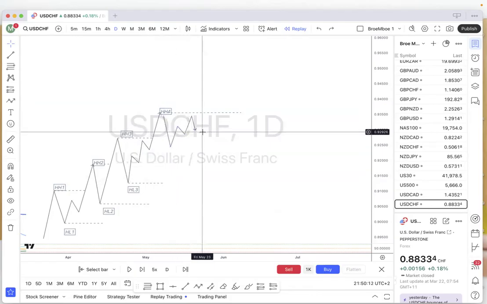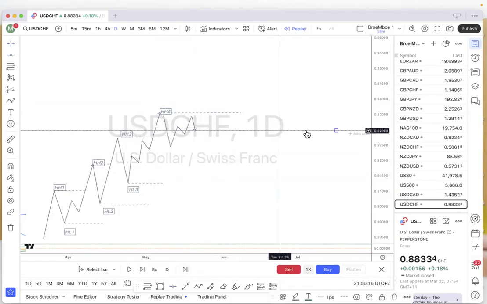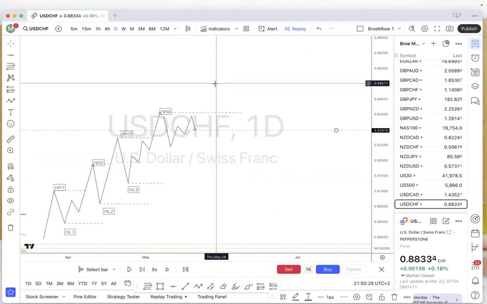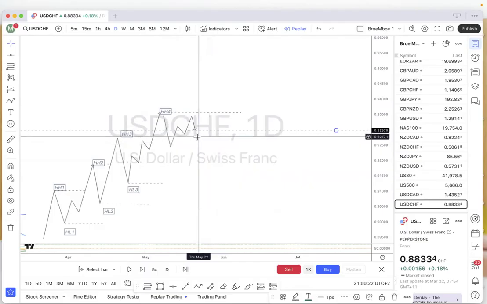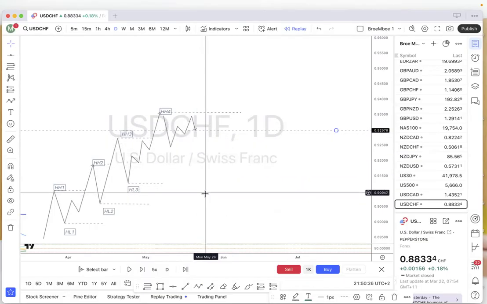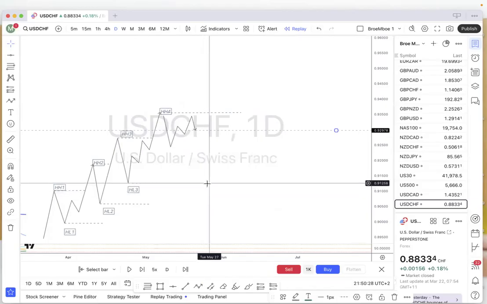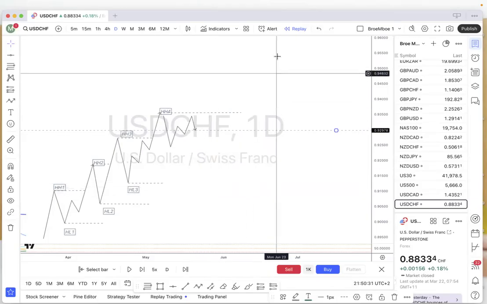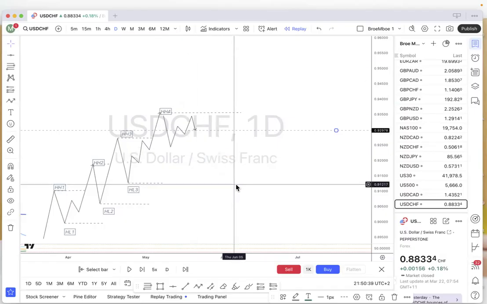So ideally, where the market is right now, we would expect it to continue making highs. If by any chance it decides to come back down and make a low lower than this one, then we have changed direction. We are now on sell setups.